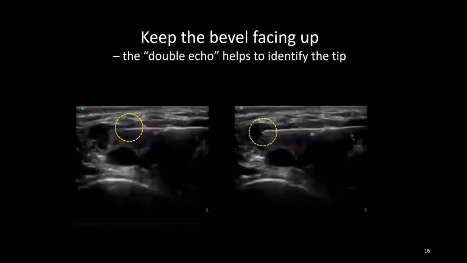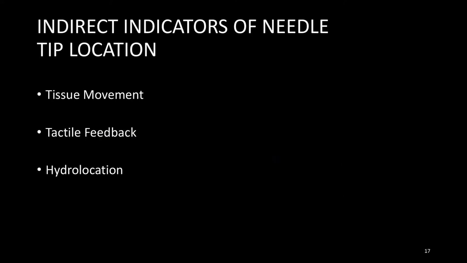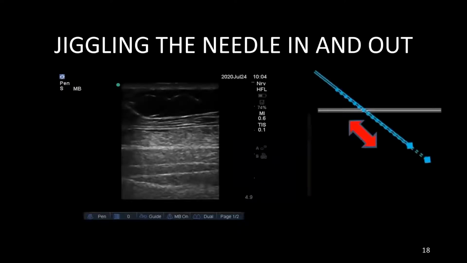tip of the needle. Then coming to the indirect indicators of needle tip location. There are three indirect indicators. We can always go for tissue movement while localizing the tip of the needle. We can have the tactile feedback and hydrolocation so as to know the needle tip location.